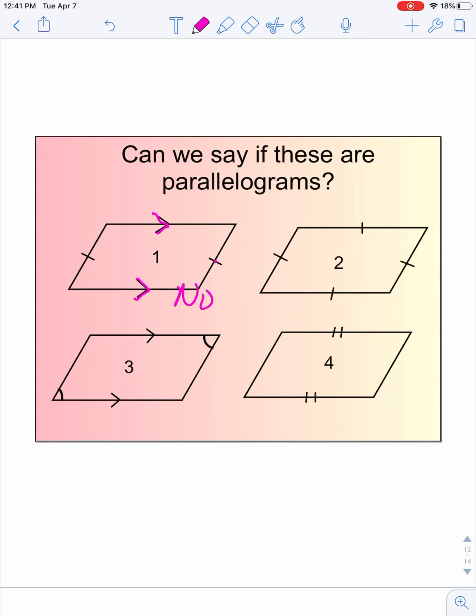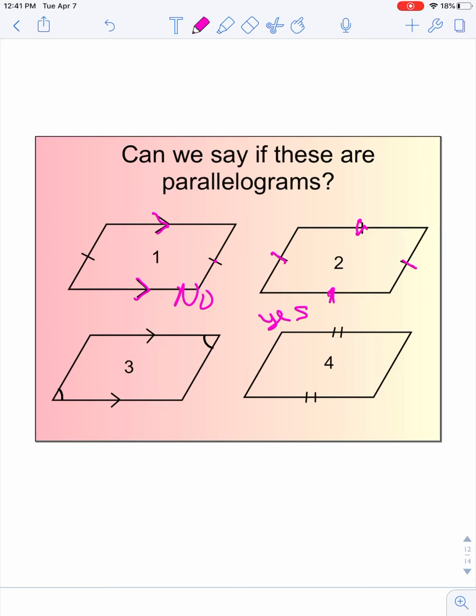Over here, now we have this pair of opposite sides are congruent and this pair of opposite sides are congruent. So yes, it just so happens that both pairs of opposite sides happen to be the same. They're not only congruent, but they're all the same measure. That still meets one of those converse theorems.